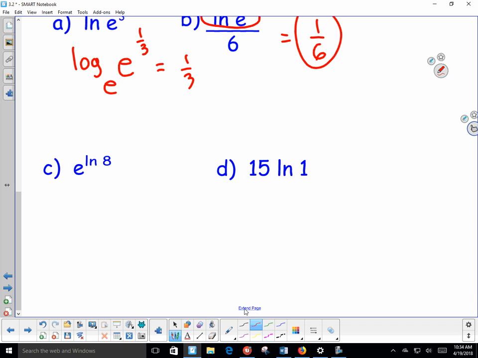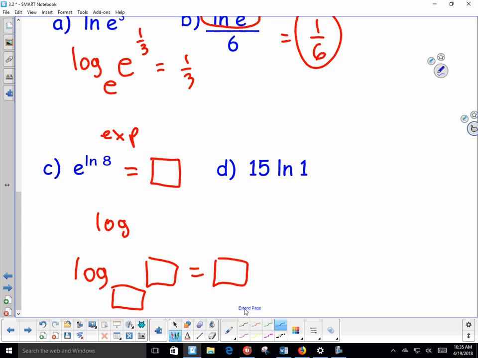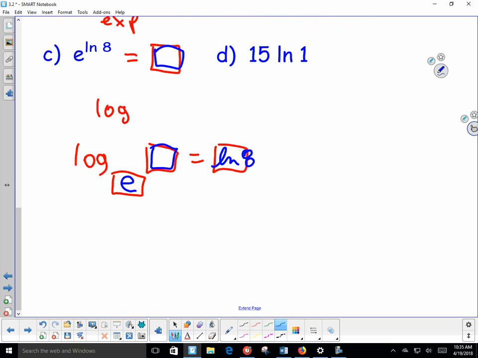Okay, how about letter C? How about e raised to the ln of 8? Hannah? All right, well, let's put something. I'll put a box here. We don't know what it's going to be, but I know that this is currently written in exponential form, so let's rewrite it in log form. So that means log to the base what of what equals what? Hannah, can you help me out? Can you fill in the boxes? Log to the base e of the box equals ln of 8. And since we know that log to the base e is the same thing as ln, I get ln of box equaling ln of 8, so what has to go in the box? 8. So e to the ln of 8 is actually equal to 8.